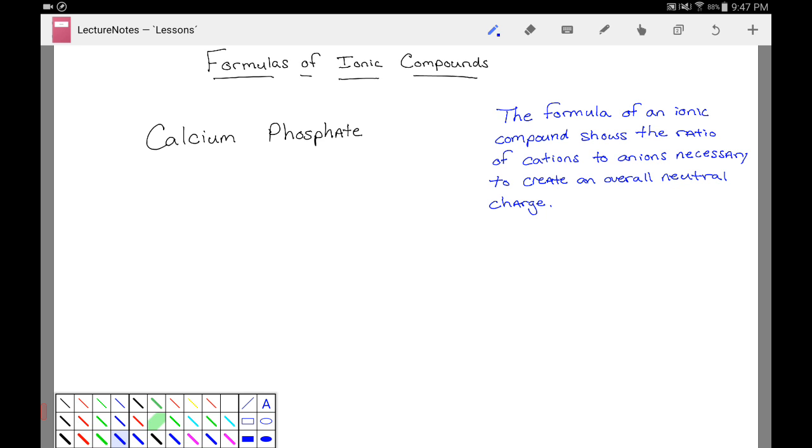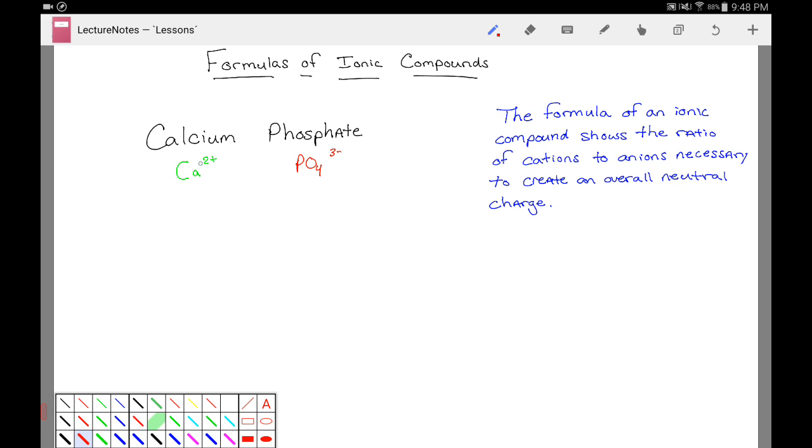To start, we're going to take a look at our name. In this case, we have calcium phosphate. What you're going to do is write down those two ions first. So for calcium, from our ion sheet, we'll see calcium has a 2+ charge, and phosphate is PO4 with a 3- charge. That 4 means that there's 4 oxygens. It has nothing to do with the charge itself. The 3- is all we're looking at in terms of the charge.